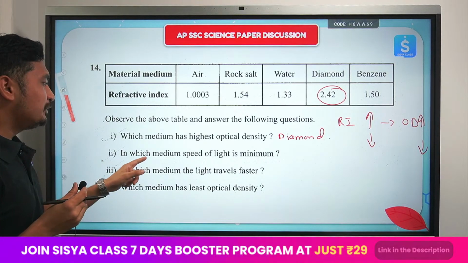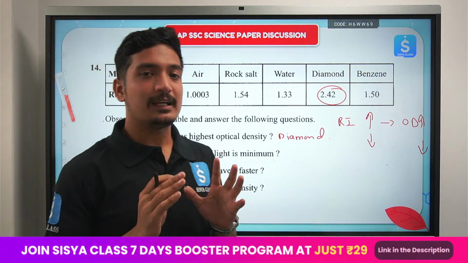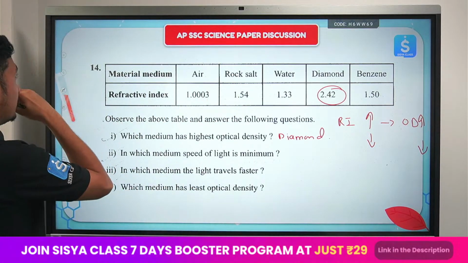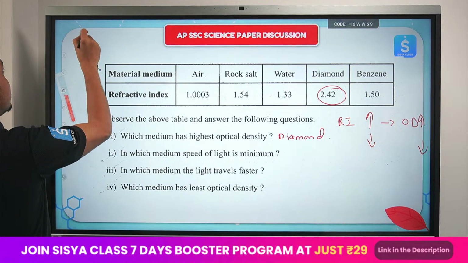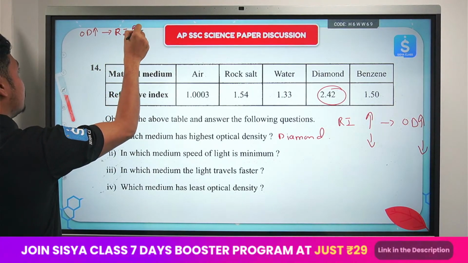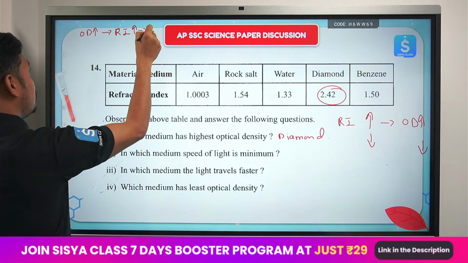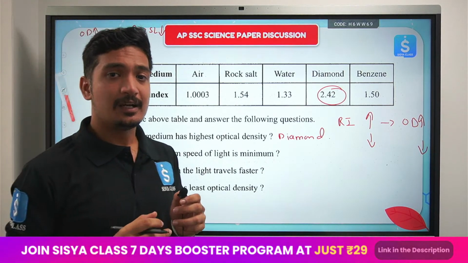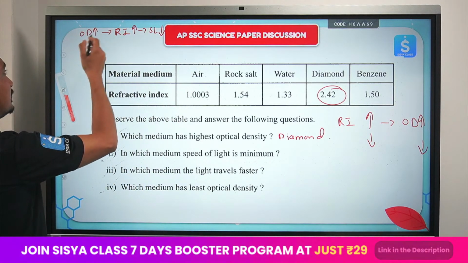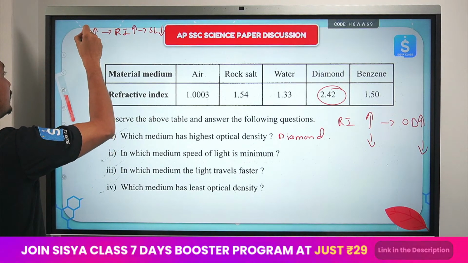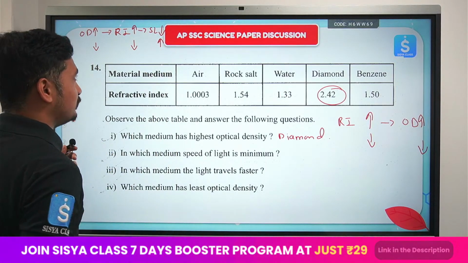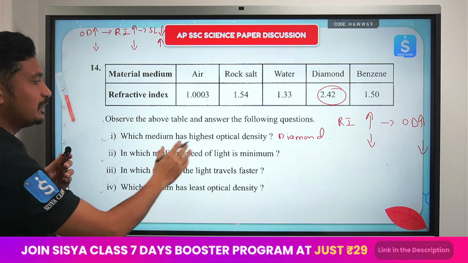Okay, again, in which medium is the speed of light minimum? So now we'll establish a relationship between the speed of light and the refractive index. If the optical density is high, then the refractive index will also be high, which means that the speed of light will be low, because the higher the density, the slower the light will be in that dense material. We can say the same thing the opposite way also: the lower the optical density, the lower the refractive index, and therefore the higher the speed of light will be. Using this relationship, we can answer the next question also.